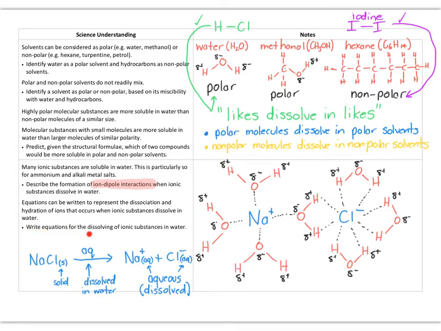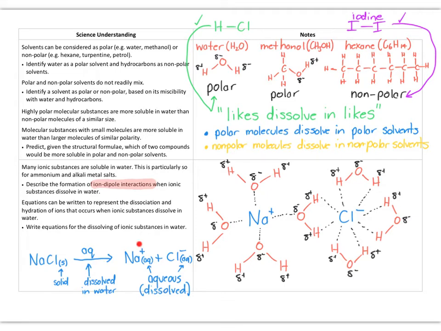Just one thing here in our science understanding, which is what you need to be able to do, is write equations for dissolving of ionic substances in water. So this is, if you like, the picture of what it looks like. The equation: we start out with sodium chloride as a solid. We use a little S there to show a solid. It's dissolved in water, AQ for aqueous. I think it comes from the Latin for water or something like that.